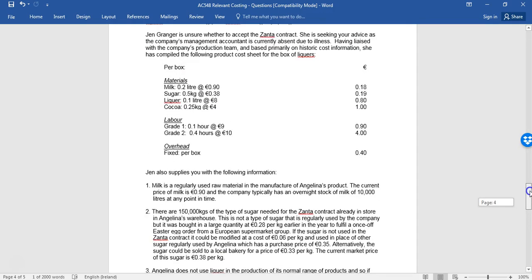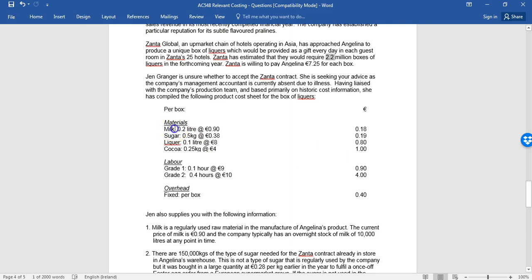So the first thing we have to figure out is that per box they use 1/5 of a litre of milk at 90 cents each. So the cost per box for milk is 0.2 times 0.9, which is 0.18. And we're told here that milk is regularly used as a raw material in Angelina's products, and the current milk price is 90 cents. And the company typically has an overnight stock of milk of 10,000 litres at any one time.